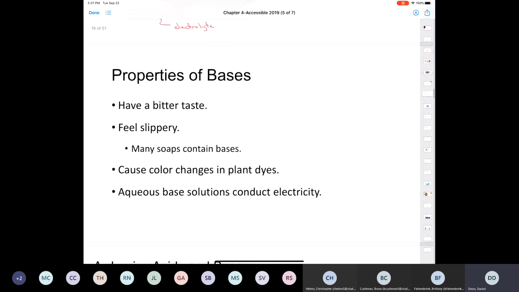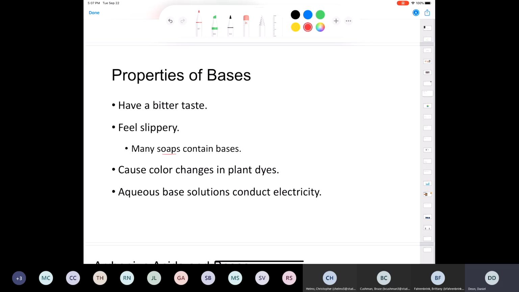Next, we're going to talk about the properties of bases. So it says here that bases have a bitter taste. So whenever you taste something bitter, for example, it says here soaps contain bases. I don't know if you've ever had your mouth washed out with soap, but that has a very bitter taste to it. And yeah, it says here that bases feel slippery.